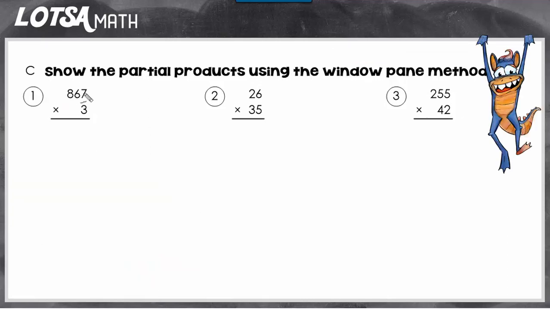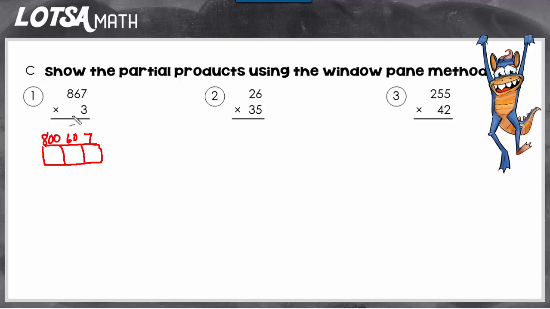For number 1, you see 867 times 3. Since this is a 3-digit number, we're going to have 3 squares to show our partial products. Above each square, you're going to write the value of the digit that corresponds with it. So the 8 has a value of 800. A 6 has a value of 60, and a 7 has a value of 7.